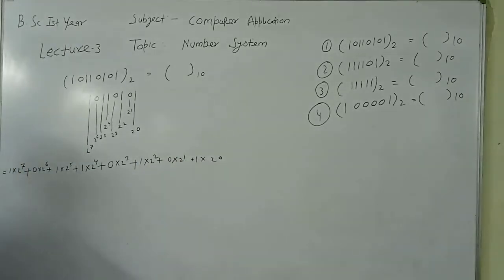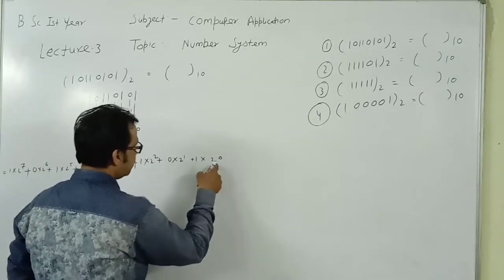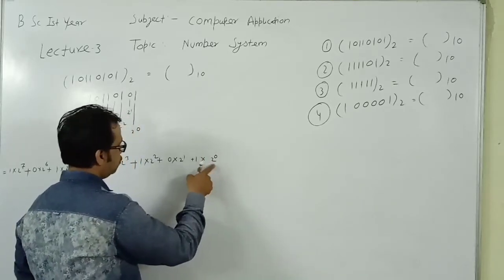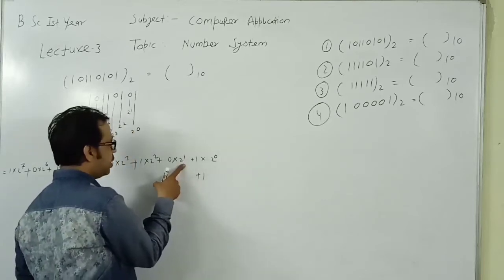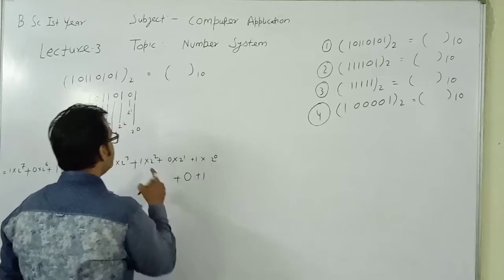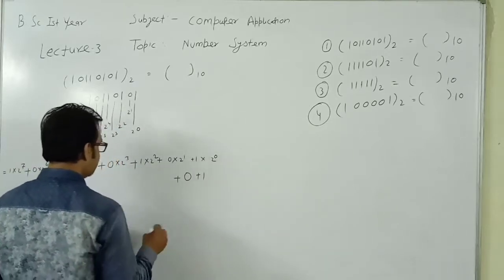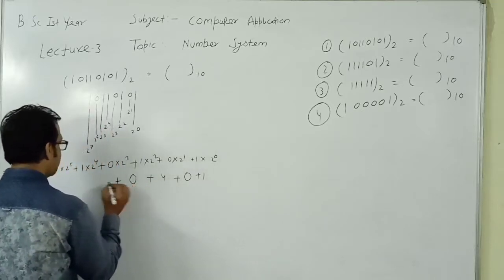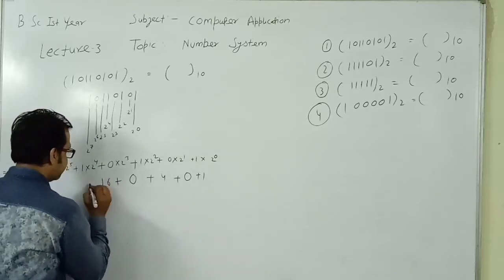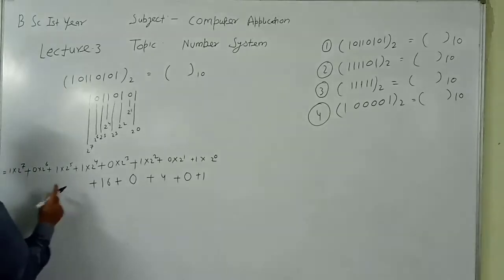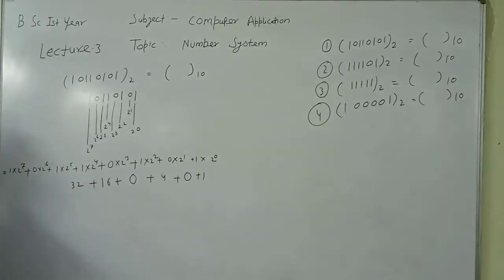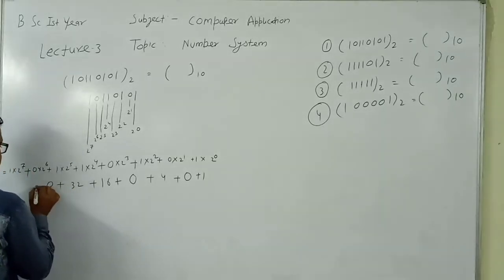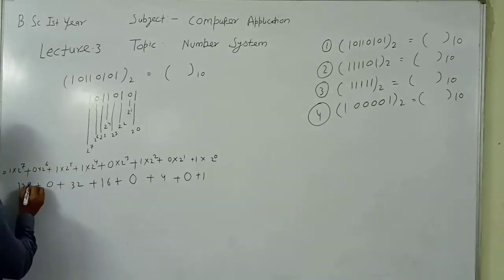Now you have multiplied it. 2's power 0 is 1, 1 into 1 gives you 1. 2's power 1 is 2, 2 multiplied by 0 gives you 0. 2's power 2 is 4, multiplied by 1 gives you 4. 2's power 3 is 8, multiplied by 0 gives you 0. 2's power 4 is 16, multiplied by 1 gives you 16. 2's power 5 is 32, multiplied by 1 gives you 32. 2's power 6 is 64, multiplied by 0 gives you 0. 2's power 7 is 128, multiplied by 1 is 128.